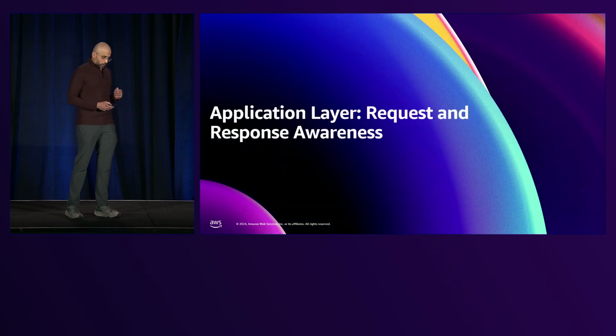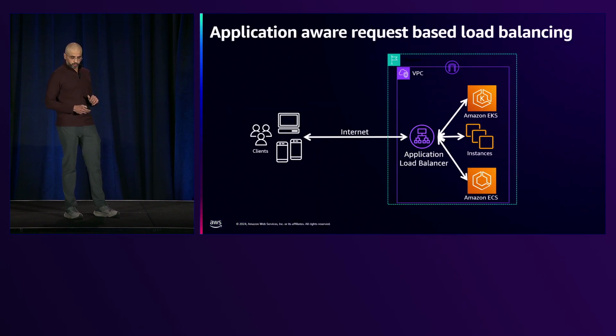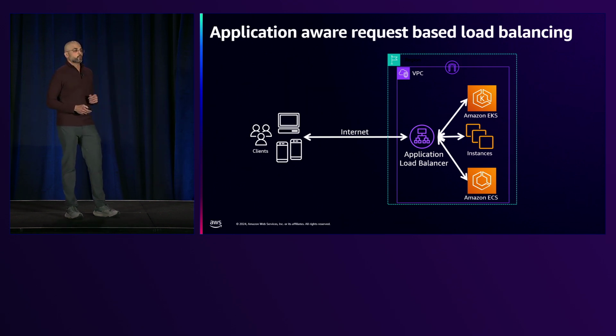So next, we're going to move further up the stack and talk about services in the application layer. And we're going to start with the application load balancer, or ALB. The ALB provides request-level routing and load balancing to targets that are containers, instances, and maybe even serverless applications. This is the most popular load balancer within AWS to expose services that are within the VPC to the internet.